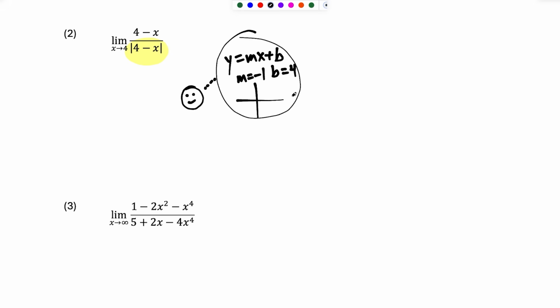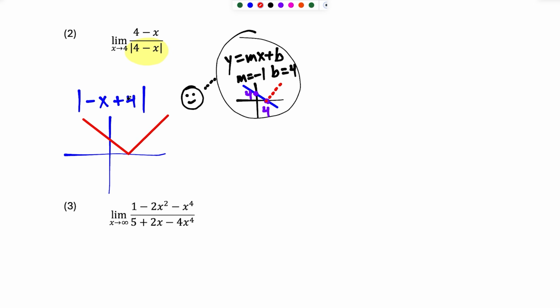What I'm thinking of is a line with a slope of negative 1 and a y-intercept of 4, which is going to look something like this. It would hit the y-axis at 4, and it would hit the x-axis at 4. So if I'm going to sketch out the absolute value of 4 minus x, I'm going to write this as negative x plus 4 over here. We're going to have basically almost the same line as this, except when we hit the x-axis, the absolute value, instead of going through like this, is going to reflect the negative stuff over like this. So this is just a rough sketch of the graph of negative x plus 4 inside the absolute value, and the turning point is at 4.